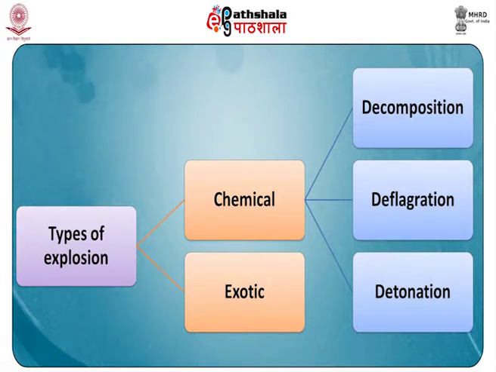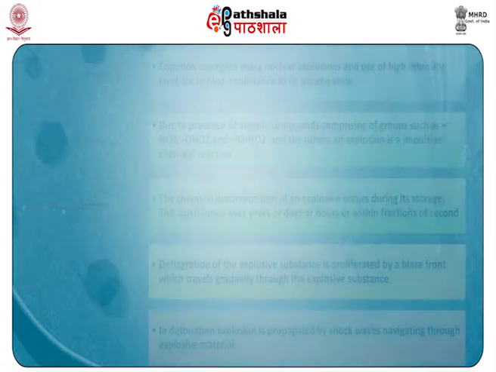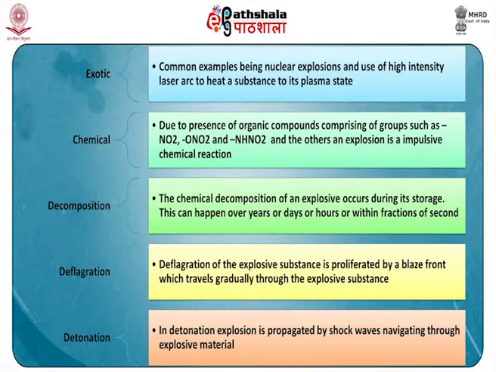The chemical explosion is of three types: decomposition, deflagration, and detonation. The chemical decomposition of an explosive occurs during its storage. This can happen over years or days or hours or maybe within a fraction of a second. Deflagration and detonation are the two spontaneous types of chemical decomposition. Deflagration of the explosive substance is propagated by a blaze front which travels gradually through the explosive substance.